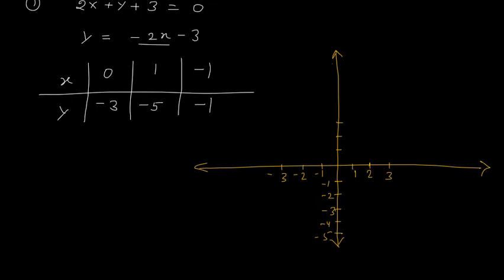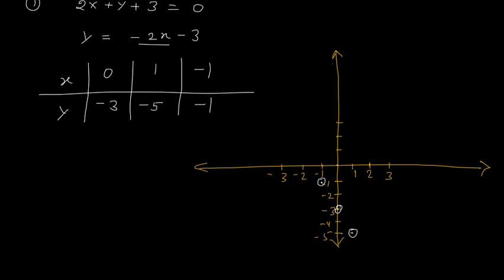Now 0 comma minus 3. So along x-axis 0, along y-axis minus 3. So this point is 0 comma minus 3. Then 1 comma minus 5. So I will get a point somewhere here. And then minus 1 comma minus 1. So along x-axis minus 1, along y-axis minus 1. So I will get a point somewhere here. So this is minus 1 comma minus 1.